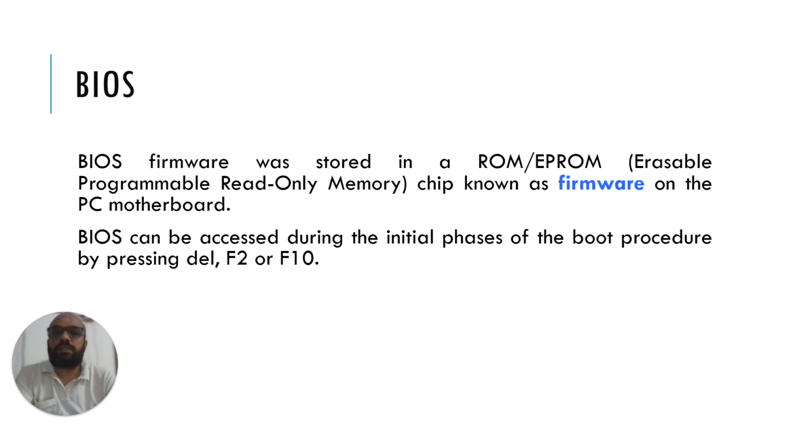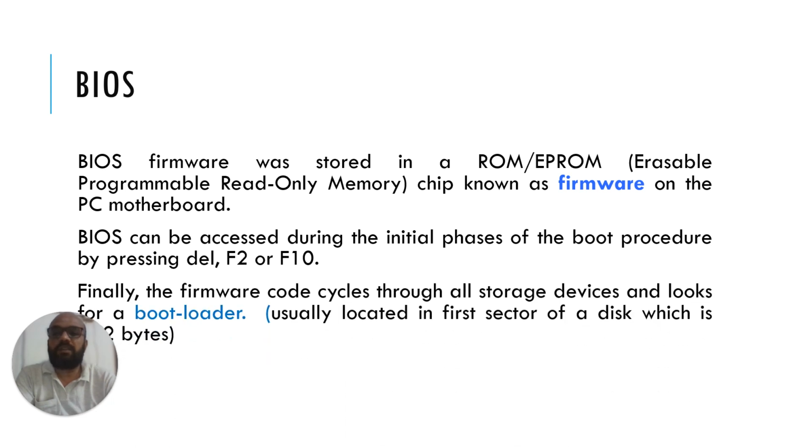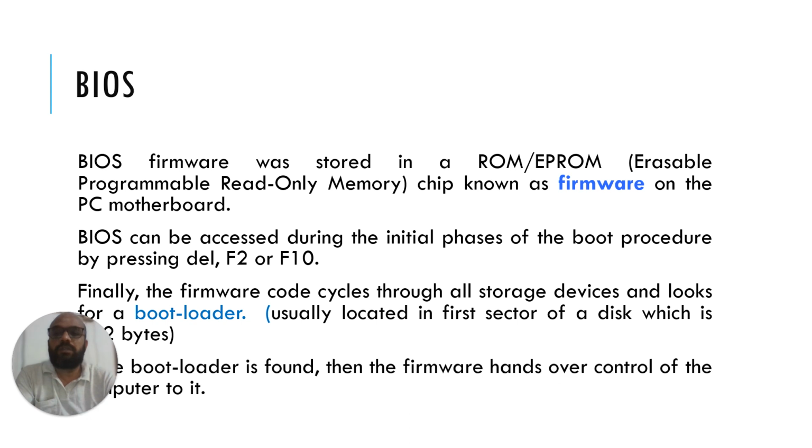BIOS is stored in ROM. We name that firmware on the PC motherboard. BIOS can be accessed during the initial booting process by pressing the delete key, F2 or F10. The firmware cycles through all the storage devices and looks for the bootloader. If the bootloader is found, the firmware hands over control to the computer. The bootloader holds the operating system information.